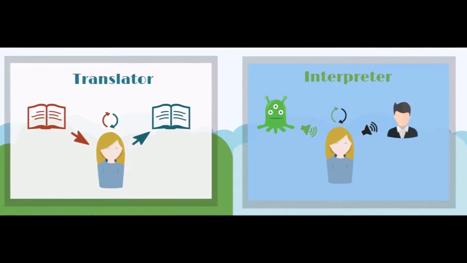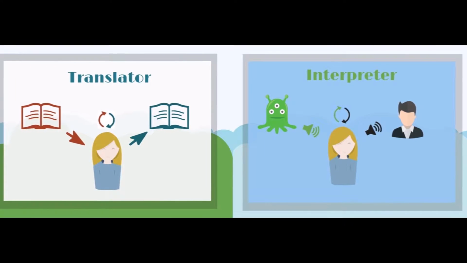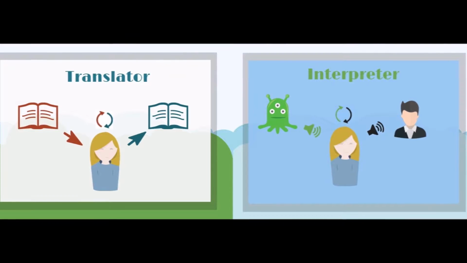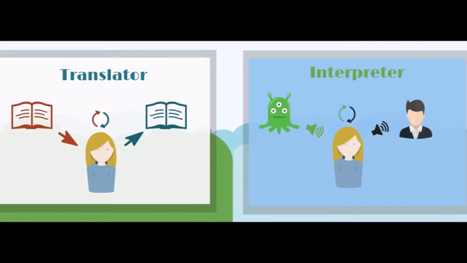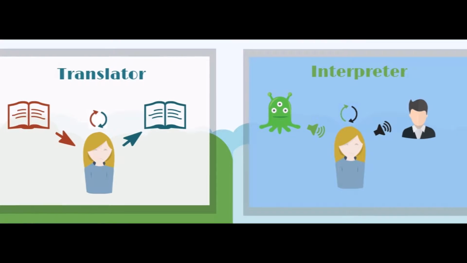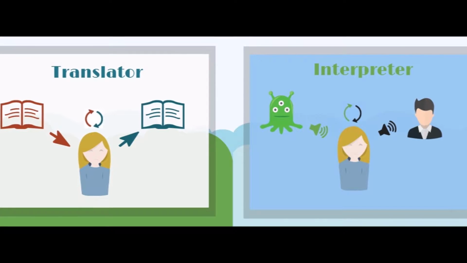What are the differences between a translator and an interpreter? Well, a translator makes written communication possible by converting written text from one language to another, and an interpreter makes communication possible by converting speech or sign language into another language or into sign language.